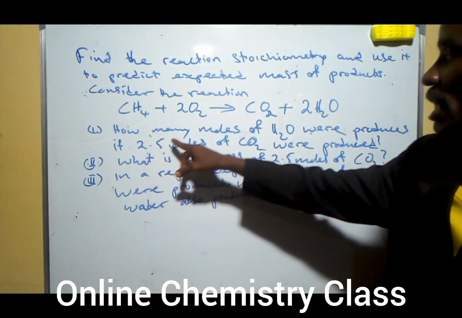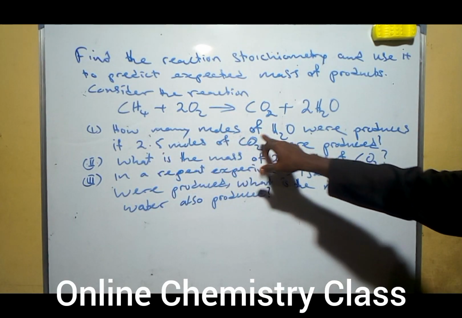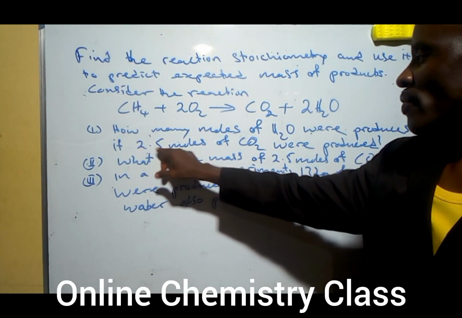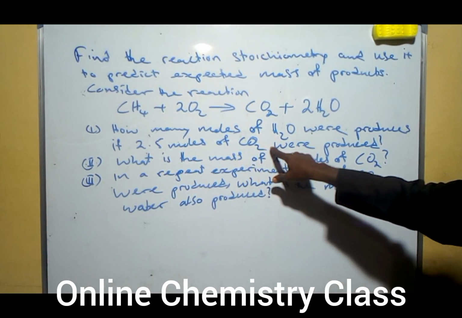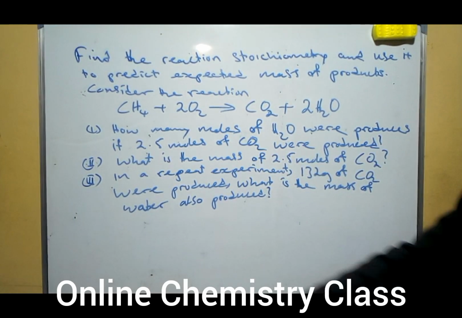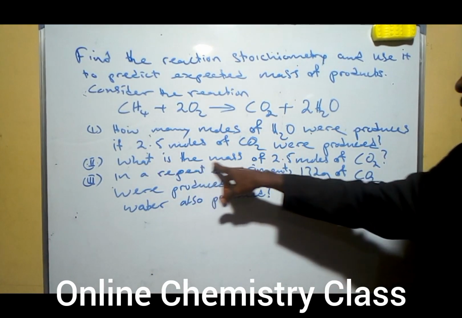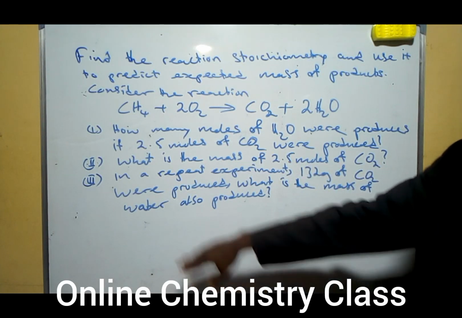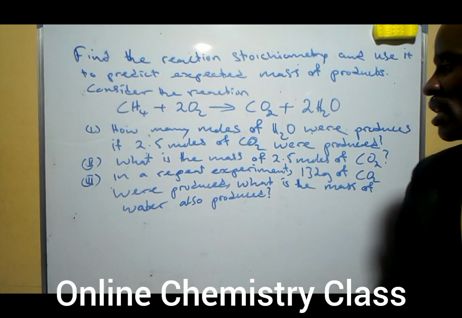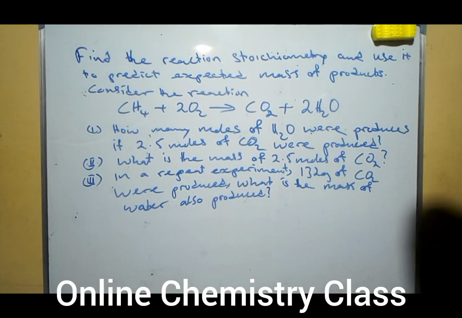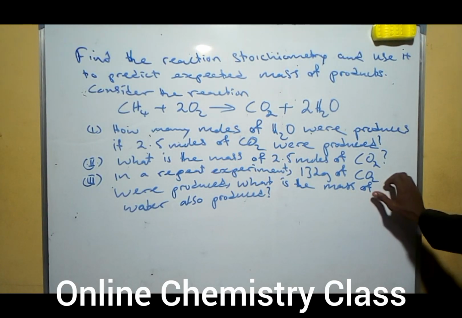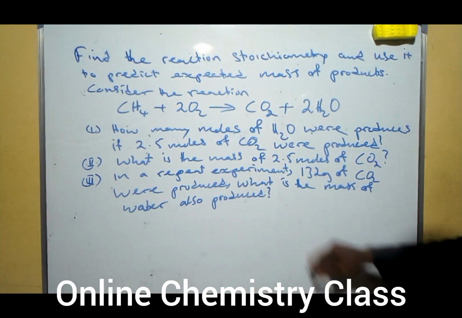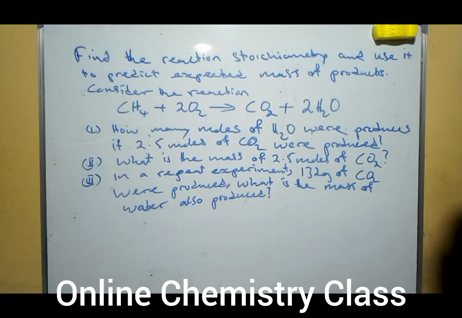So the question here says, how many moles of water were produced if 2.5 moles of carbon dioxide were produced? And the second one says, what is the mass of 2.5 moles of carbon dioxide? And the last one says, in repeated experiments, 132 grams of carbon dioxide were produced. What is the mass of water also produced? So in this case, we are going to look at it.